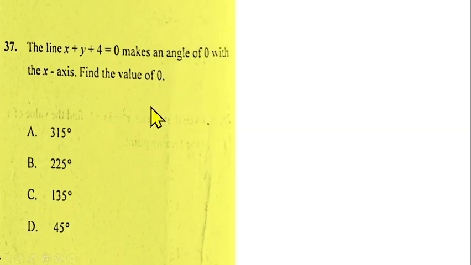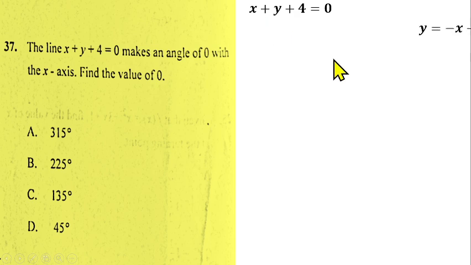Question number 37 is from coordinate geometry as well. We are given a line, and this line makes an angle theta with the x-axis. You have to find the value of theta. So the first thing to do is to find the gradient of this line, by making y the subject of the formula. So you have y is equal to minus x minus 4. From there, that means m1 will be equal to minus 1.